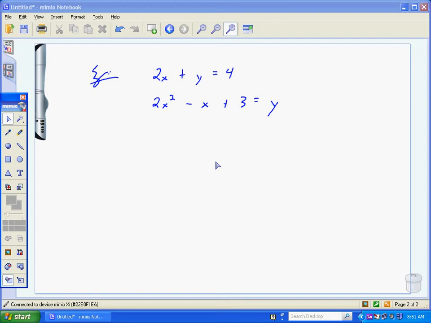So I'm going to isolate a variable up here in the first equation, and I'm going to substitute it back into this one. So I'm going to isolate, obviously, y up here, because it's already ready to go. So y is going to equal negative 2x plus 4. And then I'll take this and substitute it in for y. Anybody recognize what kind of graph the second equation would be? Yeah, parabola, that's right. So I'm going to rewrite that second equation. 2x squared minus x plus 3 is equal to negative 2x plus 4.